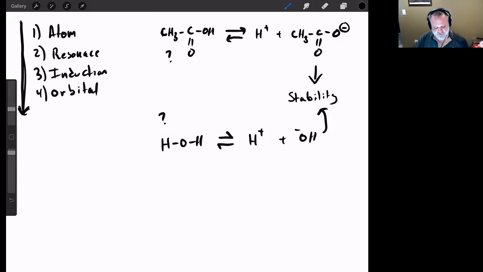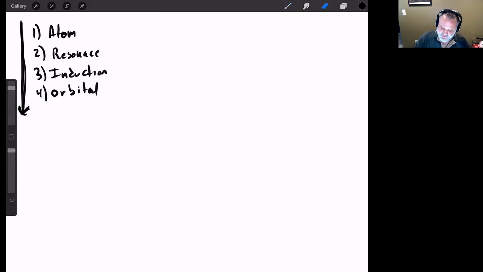All right, so let's take it one at a time. Let's get rid of these. We'll think about it again in just a second, but right now I'm going to look at the consideration of the atom. And remember, when I'm talking about the atom, what I really want to consider is what atom has the formal charge? What atom has the negative charge in the conjugate base? So let's take a look. What do you think is the stronger acid? Is it ammonia or is it water?